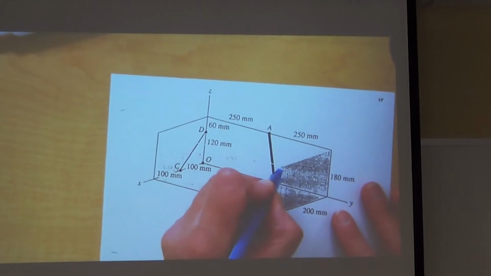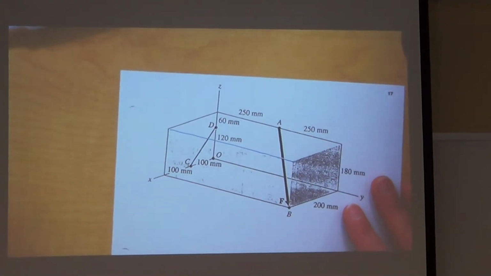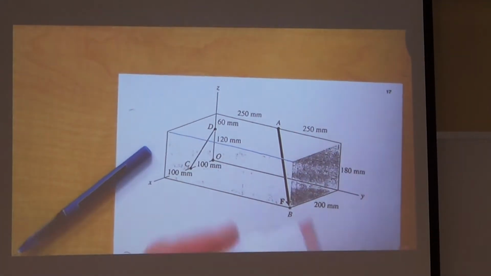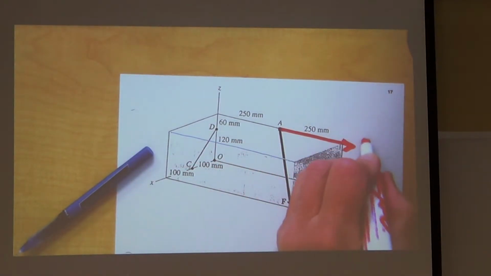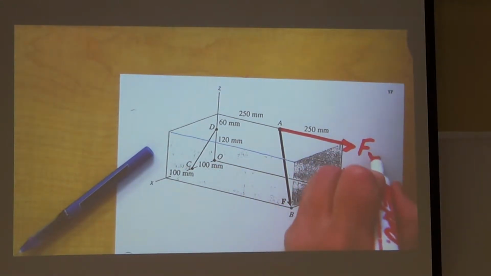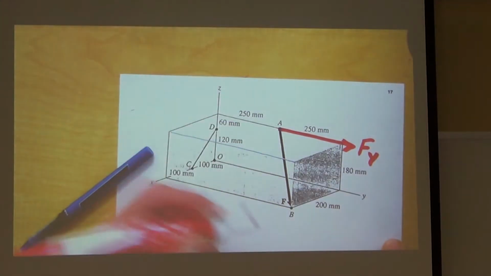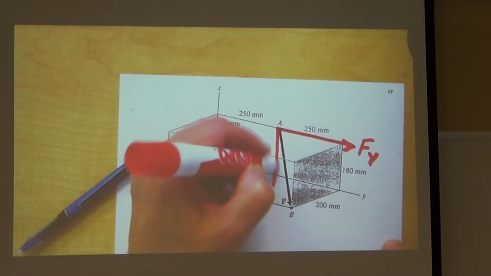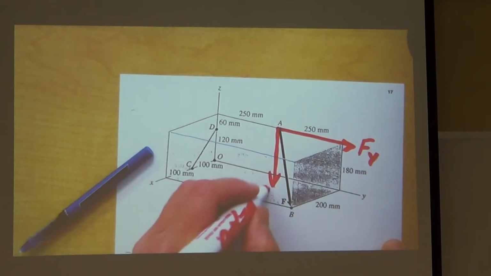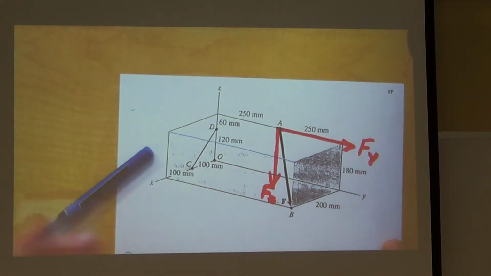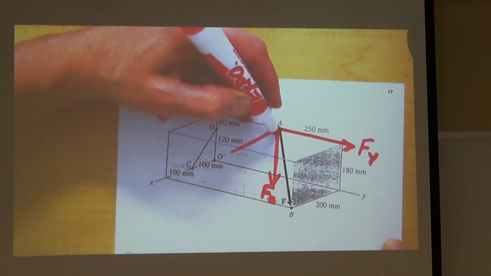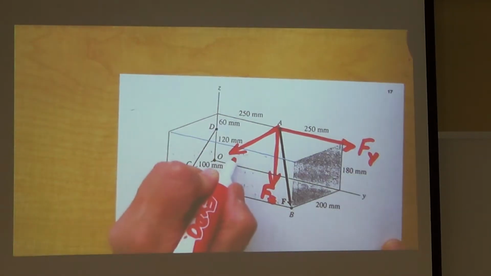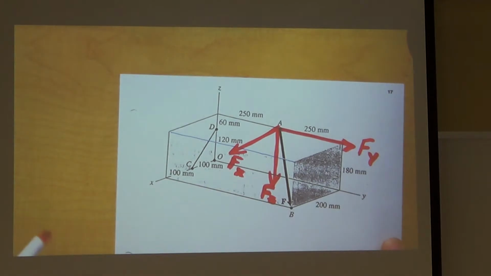Okay, so here's my box. So this one's not a problem. I know this is my force Y. This is not a problem. That's my force Z. How's that, better? That's my force X.